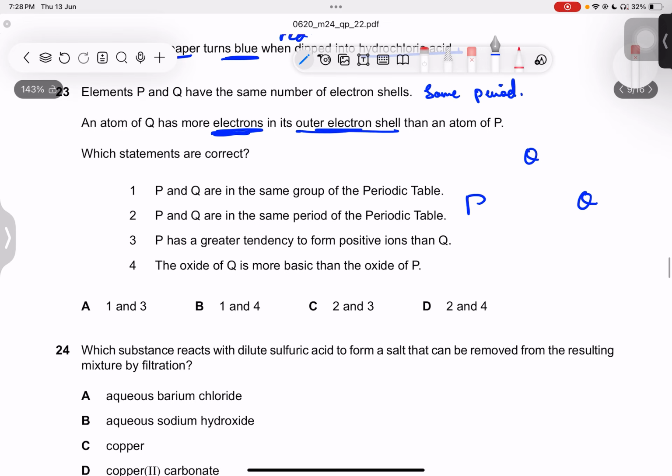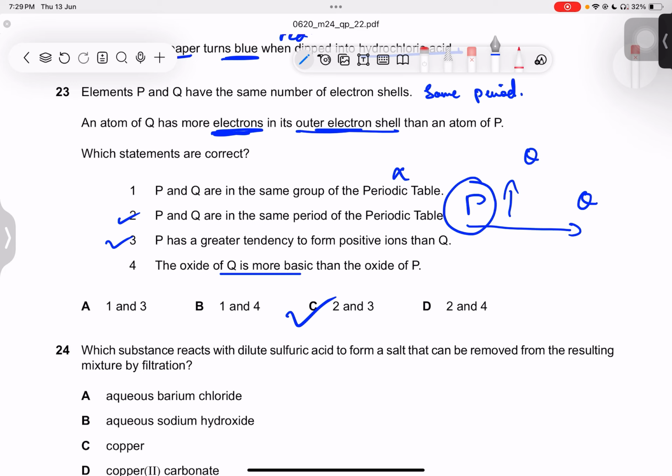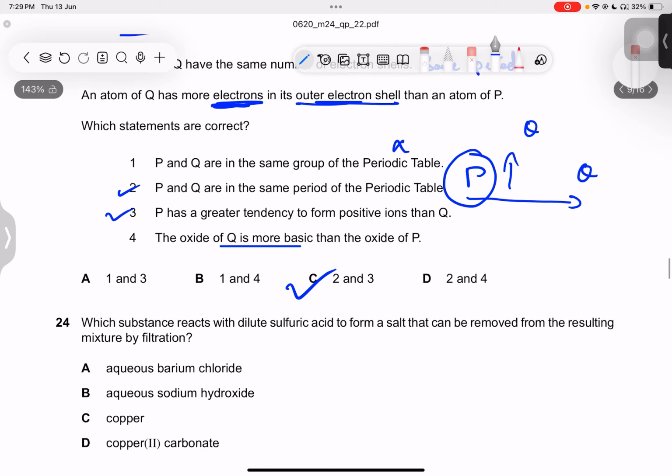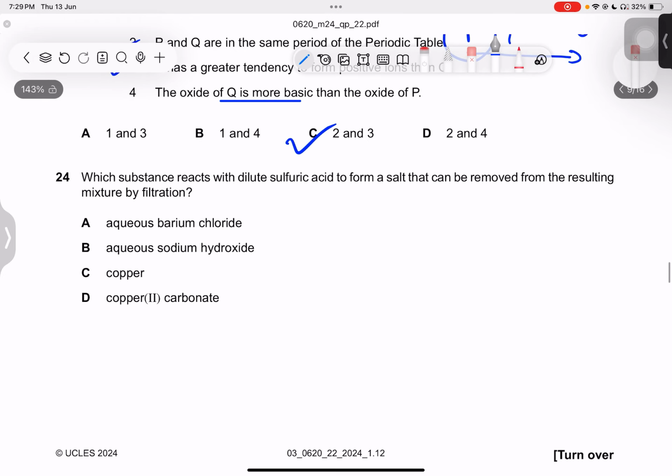P and Q are in the same group of the periodic table? No. Otherwise, they would have the same number of outer shell electrons. P and Q are in the same period of the periodic table? Yes. P has a greater tendency to form positive ions than Q. This is also correct because P is towards the metal side. So the tendency to form positive ions along the period reduces, so it should have greater tendency. So 2 and 3 are correct. The oxide of Q should be less basic, more acidic, because it is towards the non-metal side.